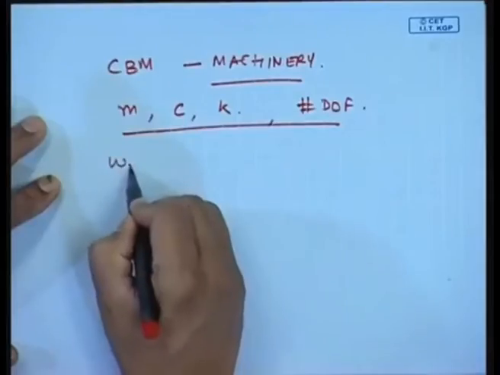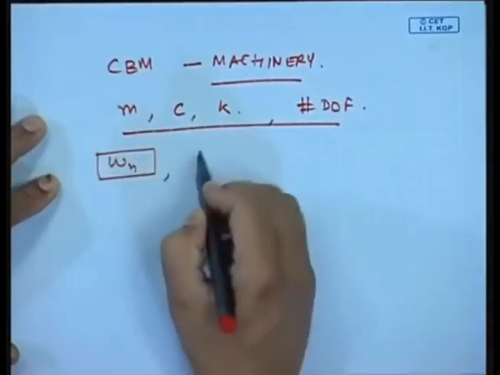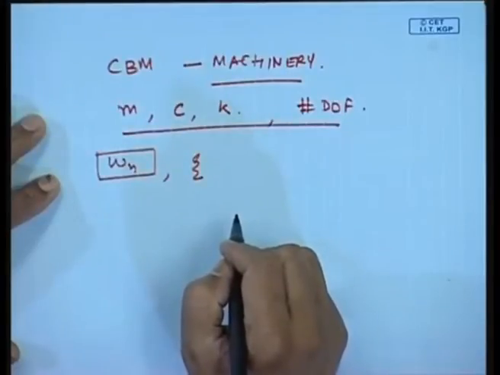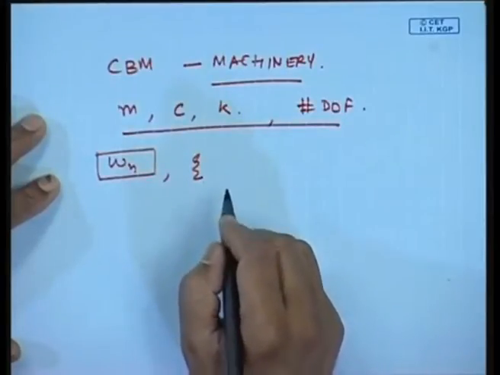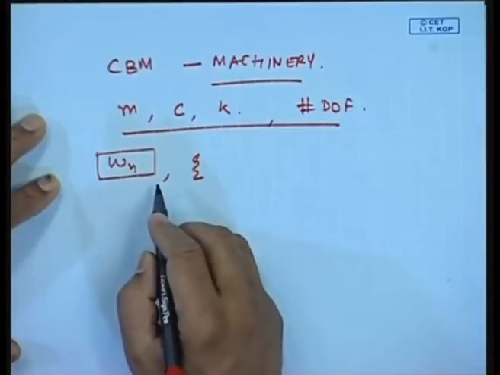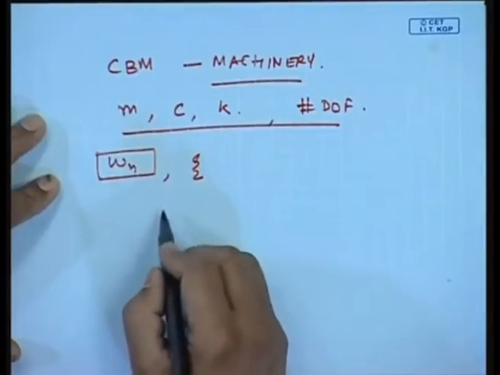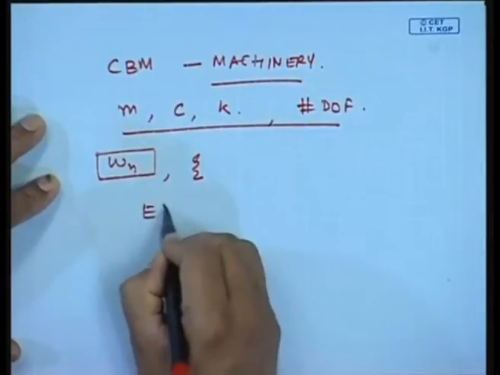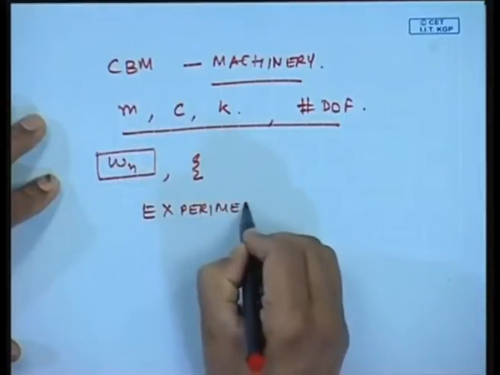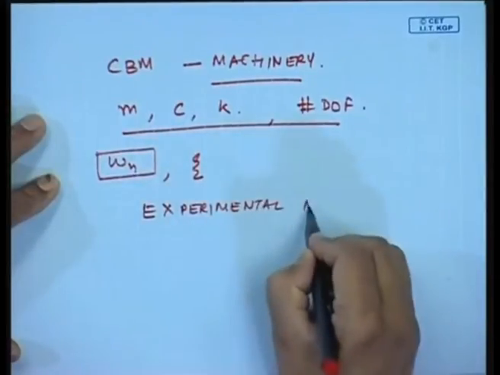But if my objective is to find out the natural frequency, or the damping present in the system, I can also experimentally determine such parameters by experimentally exciting the system, and that is what is actually done in experimental modal analysis.